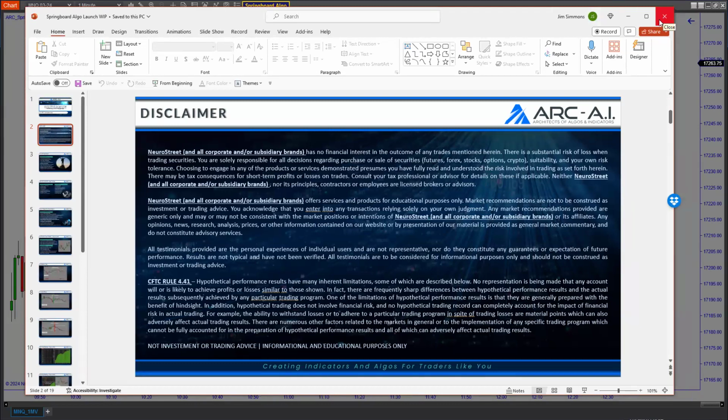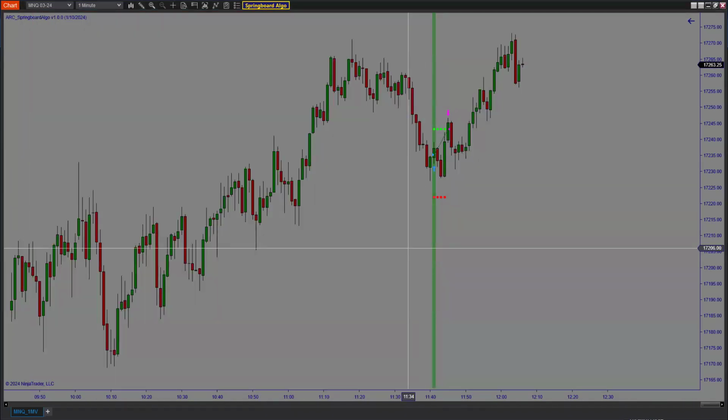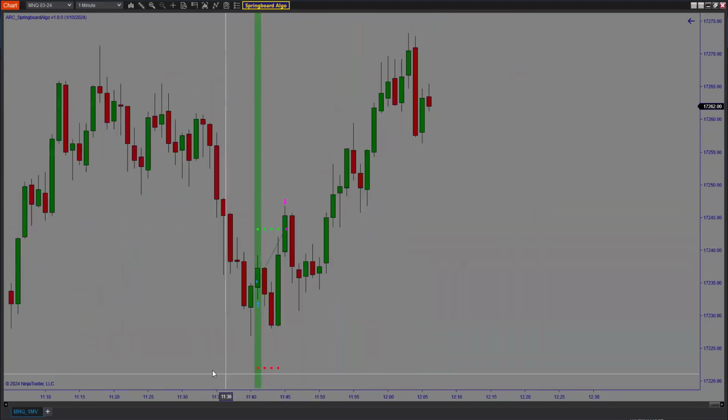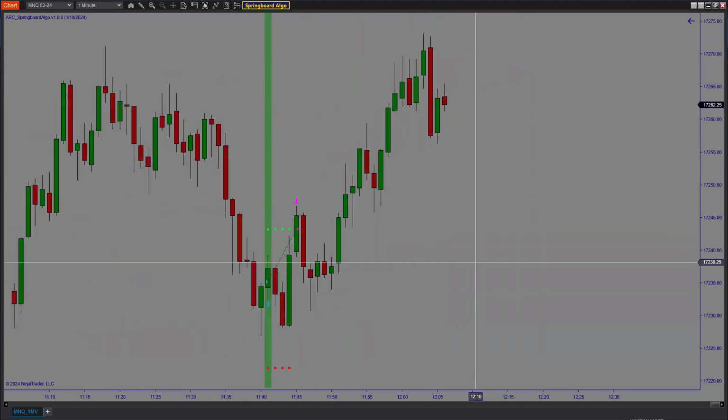All right, if we're all good on that, let's go ahead and move on. So, Springboard Algo, what is it? What can it do? How does it work? Let's dive in. So here's an example of a signal. I was just looking at some things on the chart here with a trader, so let's go through it.